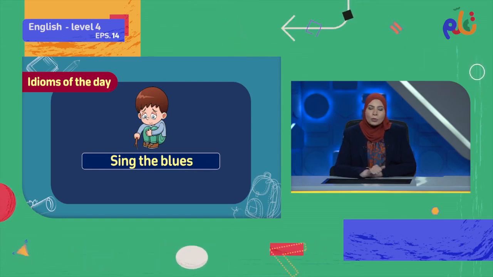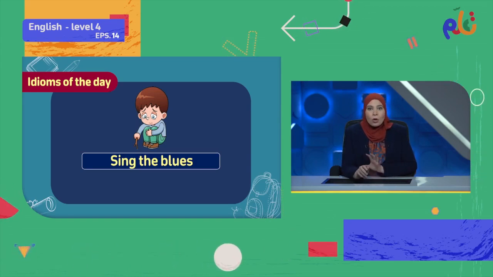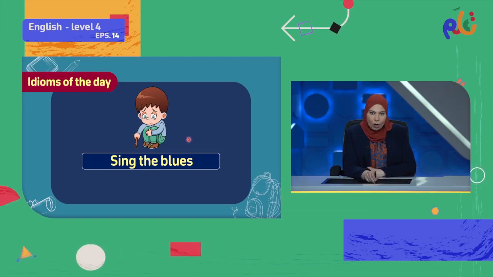Okay, so as we said before, our idioms might be connected to the topic either by the meaning or by the words. So we will find the word complaint or complain or problem in the idiom itself, or maybe the meaning is connected to the topic that we're talking about today. And for the first idiom that we have, the meaning is connected to our topic.